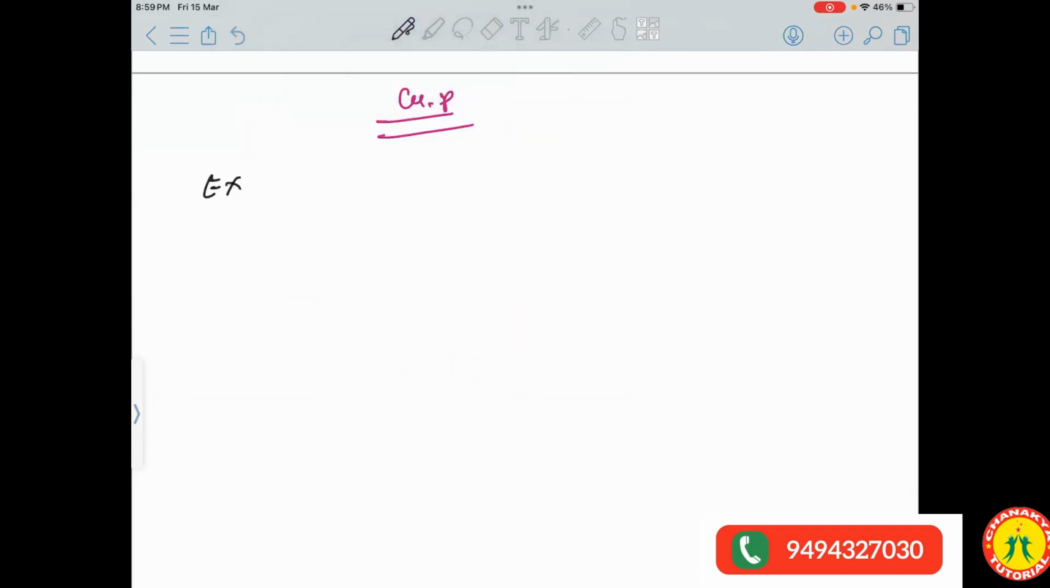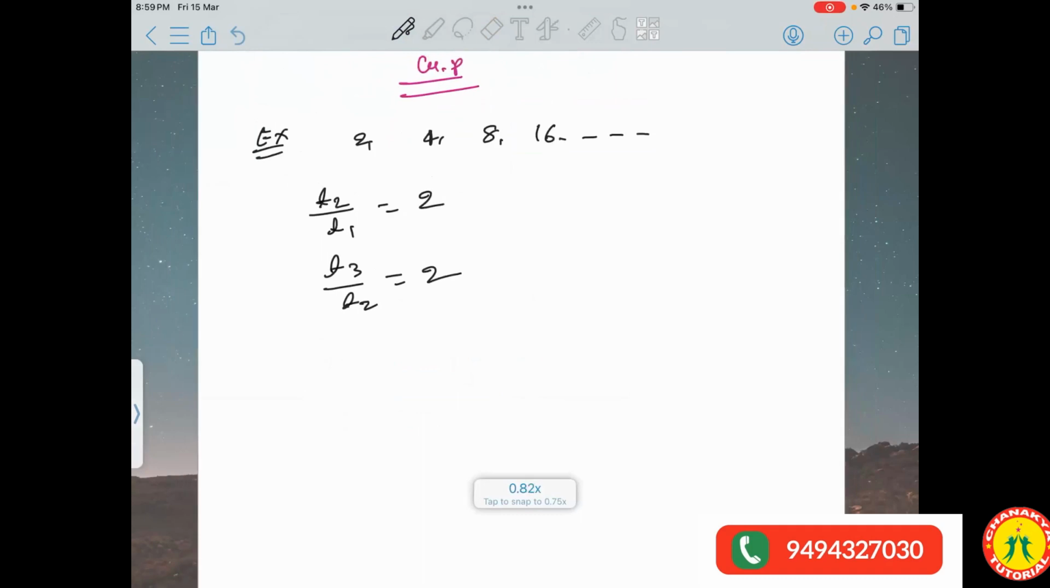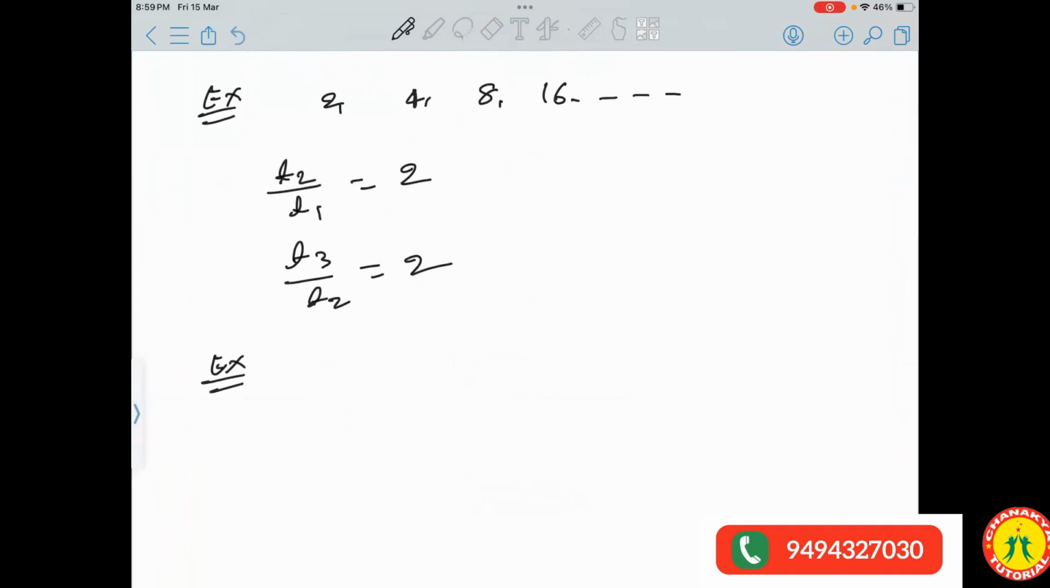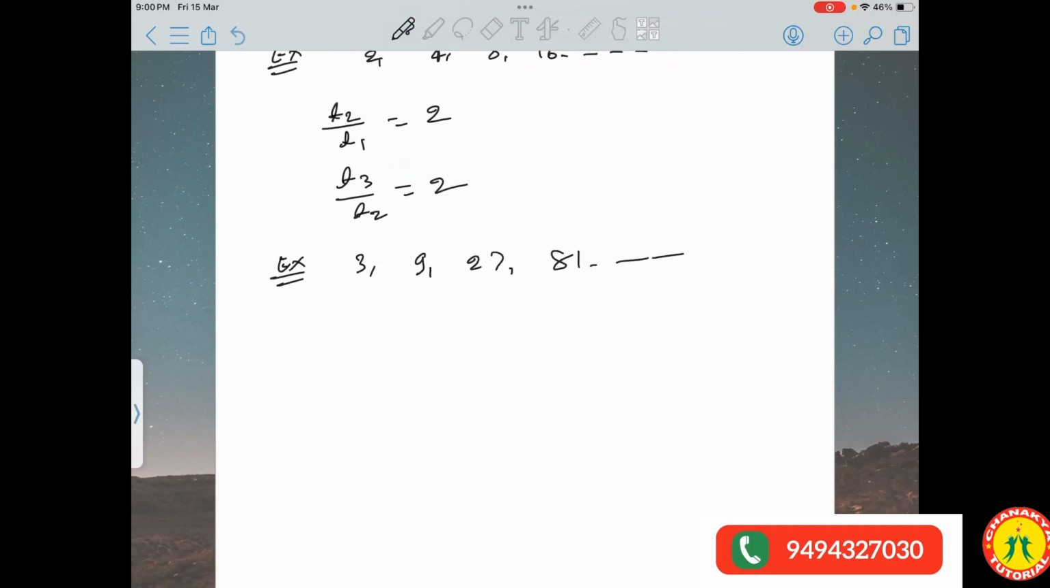First, see the example. Like the example 2, 4, 8, 16. Now we can see T2 upon T1 is equal to 2. T3 upon T2 is equal to 2. So the common ratio is the same. If the common ratio is the same, then we can say the sequences are in GP. Like 3, 9, 27, 81. These are also in GP because R is equal to 3.